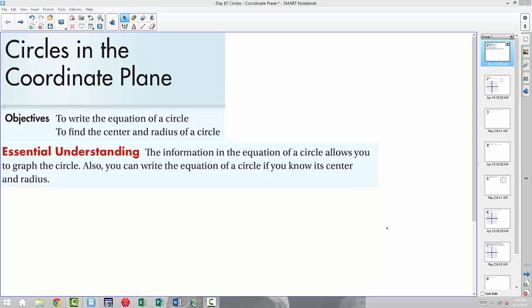Today's video lesson is on circles in the coordinate plane. Our objective is to write the equation of a circle and to find the center and radius of a circle.